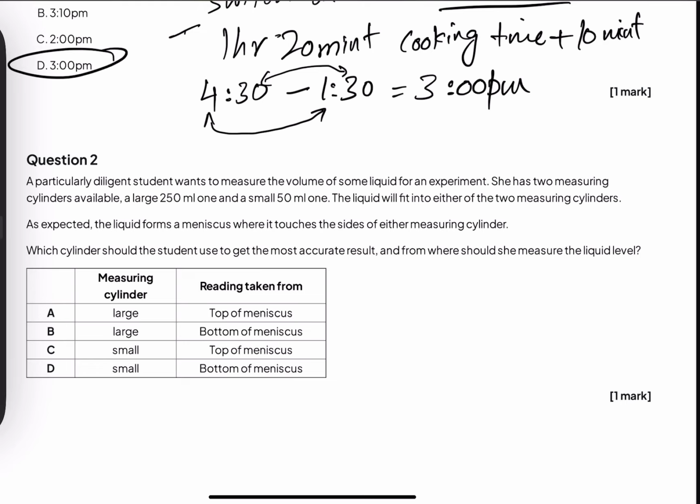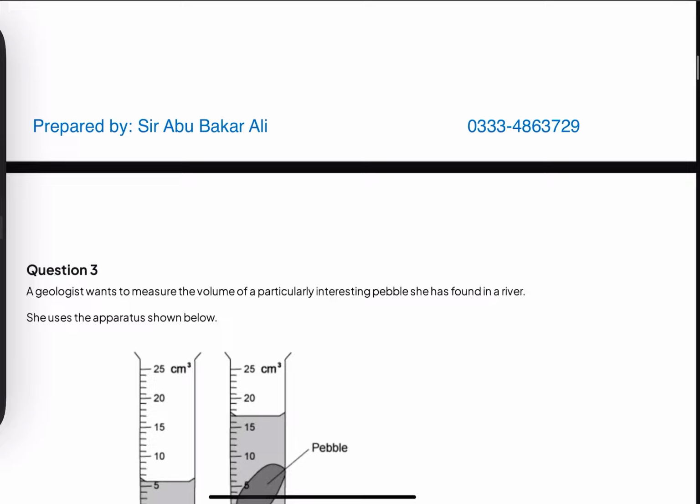Okay, so for the most accurate result, the large cylinders are less sensitive. So we can't choose A or B because they are less sensitive. Small cylinders are more sensitive. They will show more change for a small variation in the liquid. So it should be C or D, and we always measure the value from the bottom of the meniscus. So top is wrong, so it's only option D.